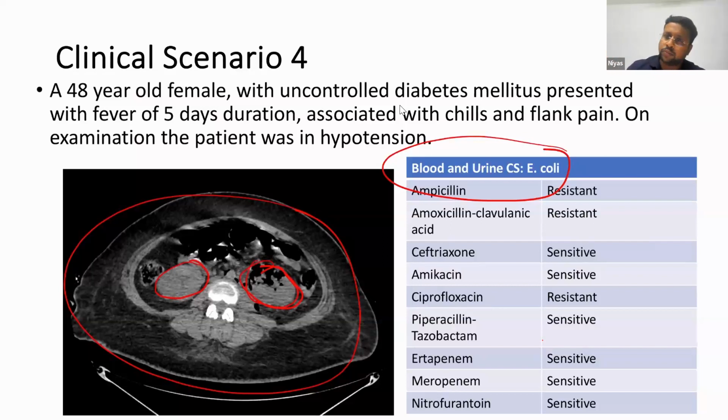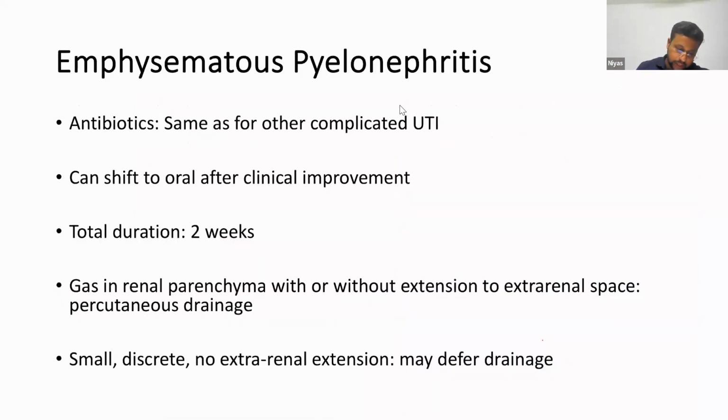Most common organism is again E. coli. Here the treatment is almost the same. You treat with antibiotics, and the duration is usually 14 days. But something additional you have to do is source control. The source control here, in most cases, will be percutaneous drainage. So you drain the emphysematous material, the air and the pus, then treat with antibiotics for 14 days. So that is emphysematous pyelonephritis.